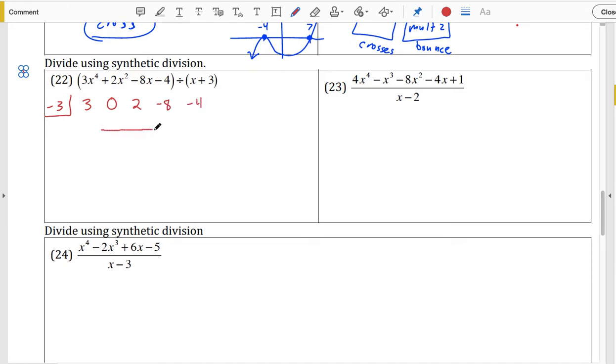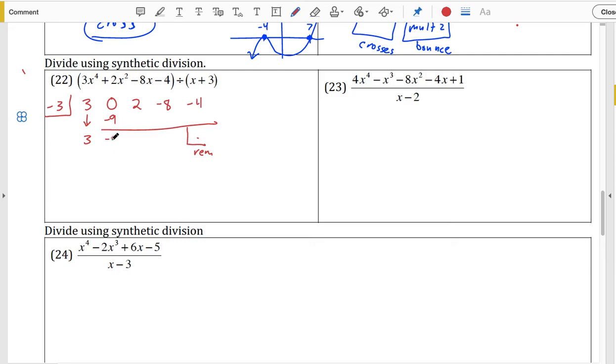What we're going to do is draw a line, leave a space to write some numbers in these spots, and then we're going to box off this final thing. Remember, this represents our remainder right here. Okay, so first step is always to bring down this first coefficient, so that's a 3. Then we multiply -3 times 3 and write the result right here. So that's -9. Then every time we just add these two numbers.